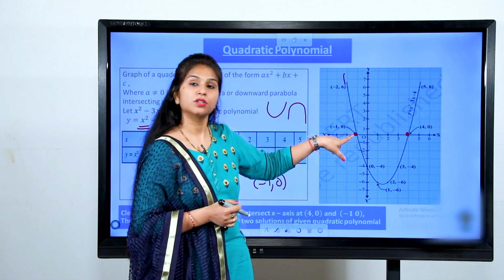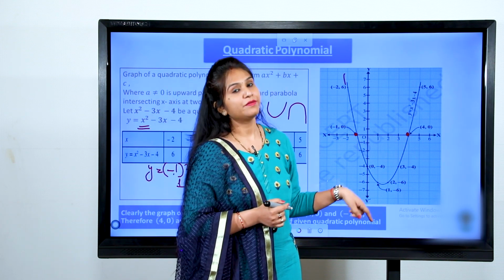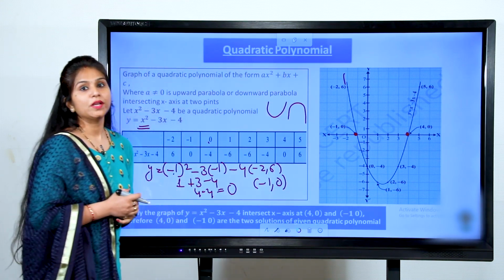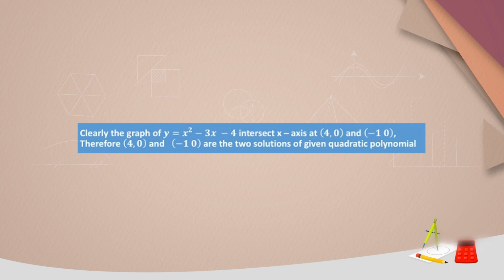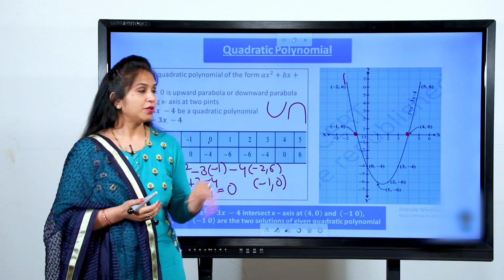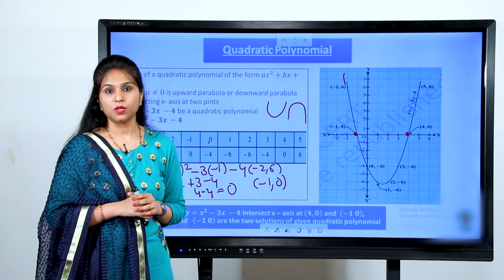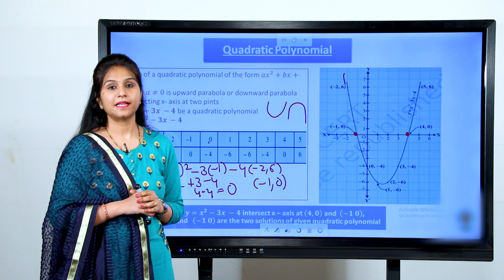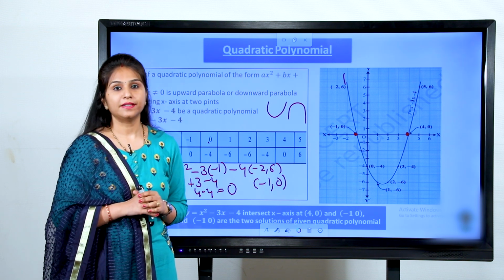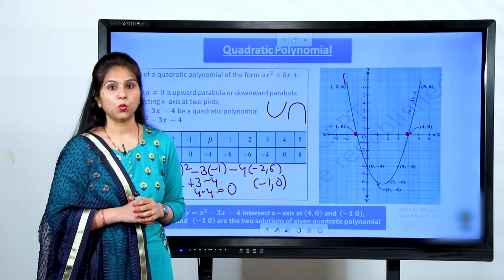Here the coordinates of the first point are (-1, 0), and the coordinates of the second point are (4, 0). These two points where the graph of the quadratic equation intersects the x-axis are actually the solutions of the given quadratic equation. Here we have different cases. We will see all the cases one by one. Either it is intersecting at two points, or you might come across a situation where the parabola intersects the x-axis at only one point, or it does not intersect the x-axis at all. We are going to see all three cases one by one.